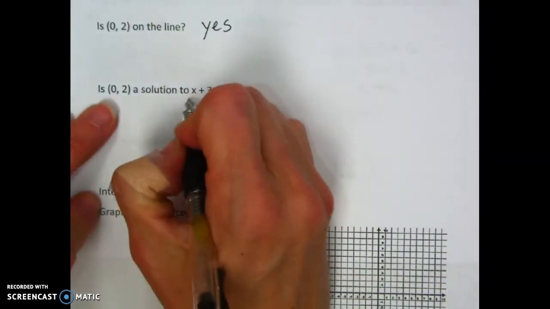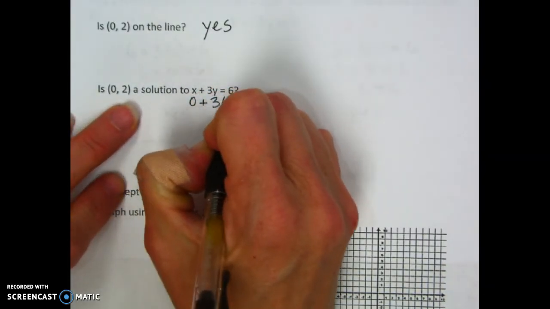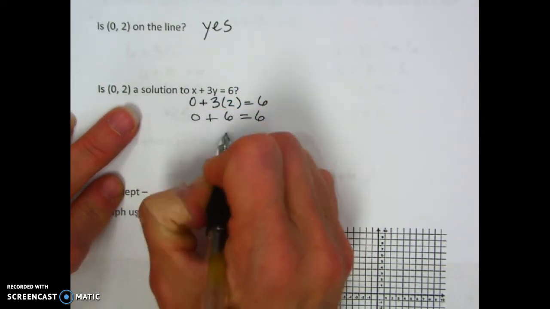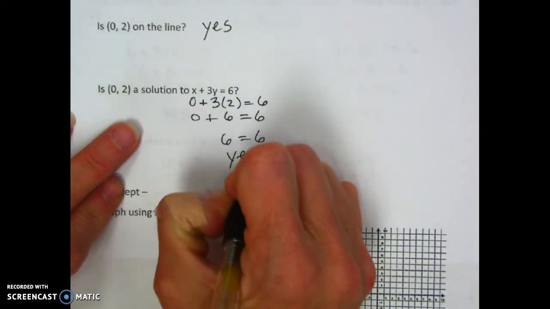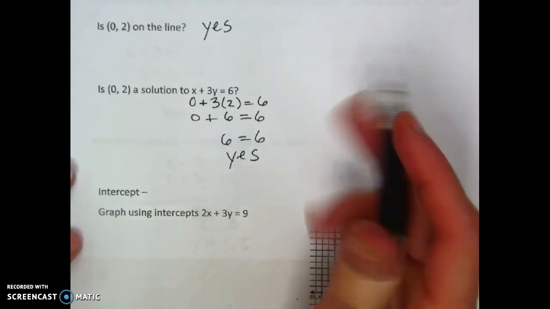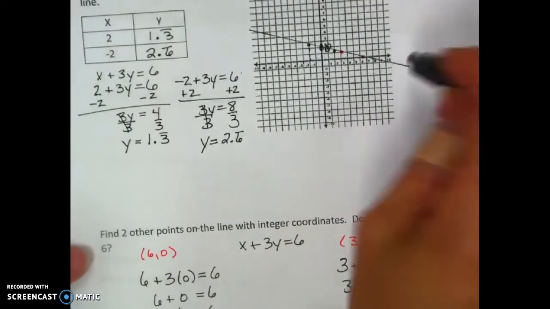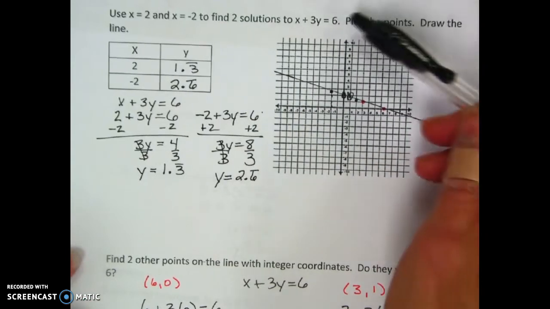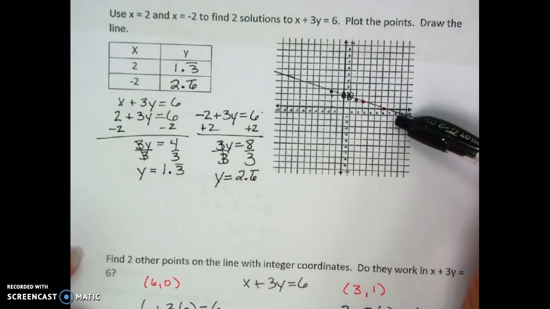And now we want to know, does it work in our equation? So if we put 0 in here for x and 2 in here for y, does 0 plus 6 equal 6? And yes, it does. So what we should be starting to see is, if a point is on the line, it's going to work in that equation. If a point works in that equation, then it's going to be on that line.